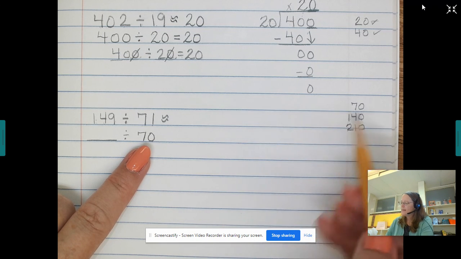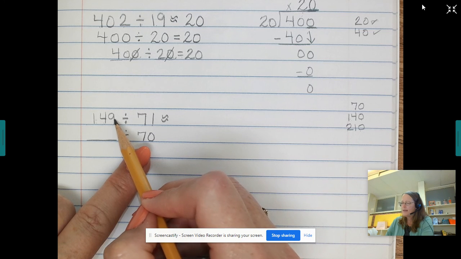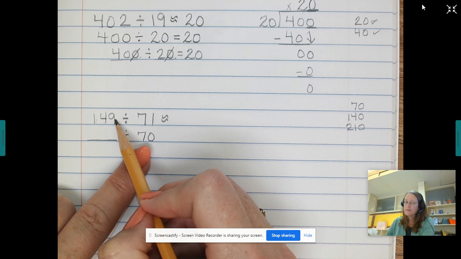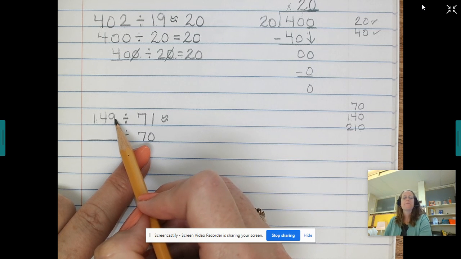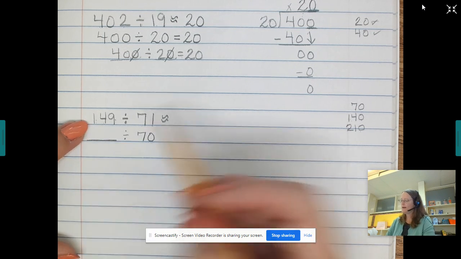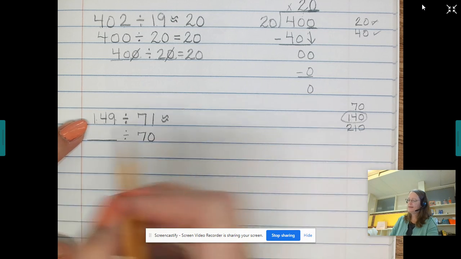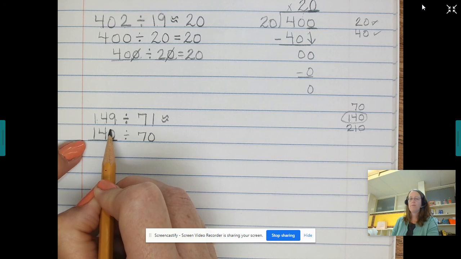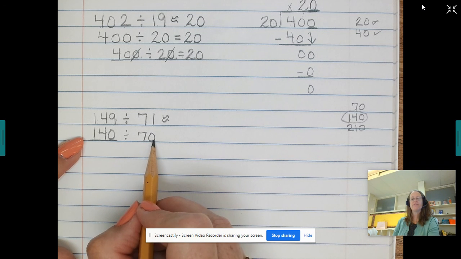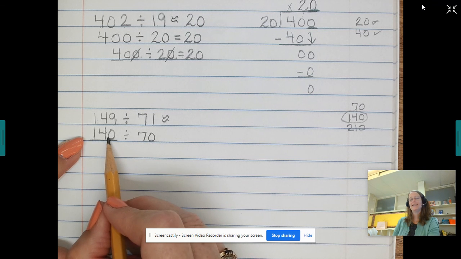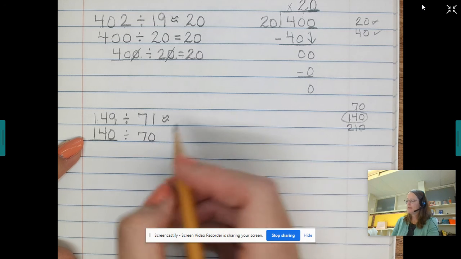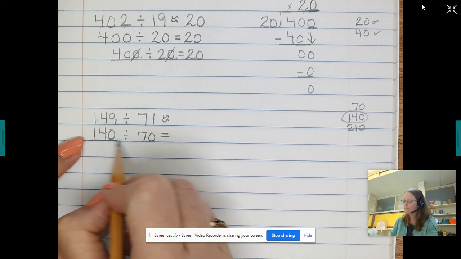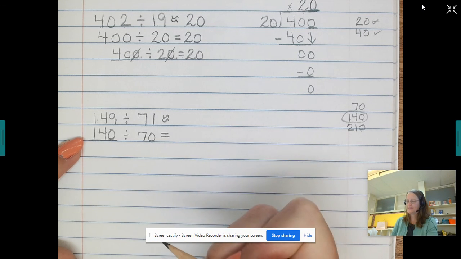So let's approximate. We're not really rounding, okay? We're just estimating. We're approximating 149. Let's put 140 right here because 70 is going to fit very nicely into 140, okay? Well, let's figure out what 140 divided by 70 is.